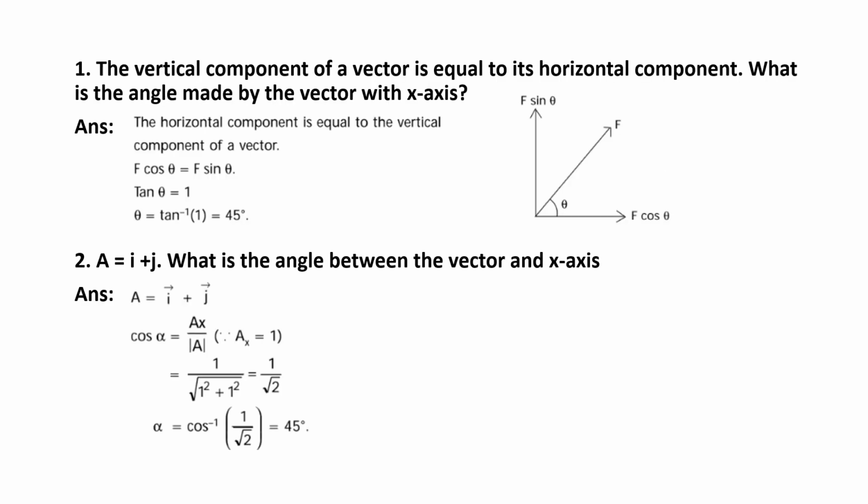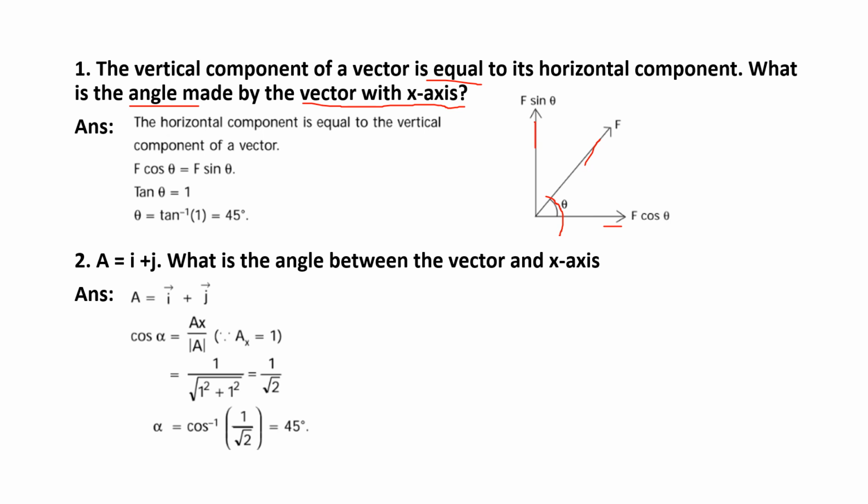Here is the first question. The vertical component of a vector is equal to the horizontal component. What is the angle made by the vector with the x-axis? Remember, they are asking about the vector with the x-axis. So this is the x-axis, this is the vector, and this is the y-axis. They are asking the angle made by the vector with the x-axis, so we take the angle here as theta. And they are saying the vertical component of the vector is equal to the horizontal component.